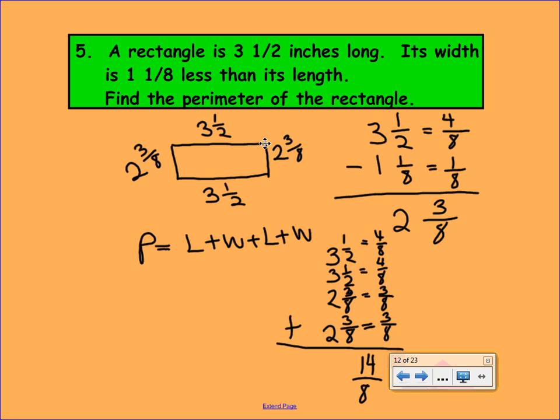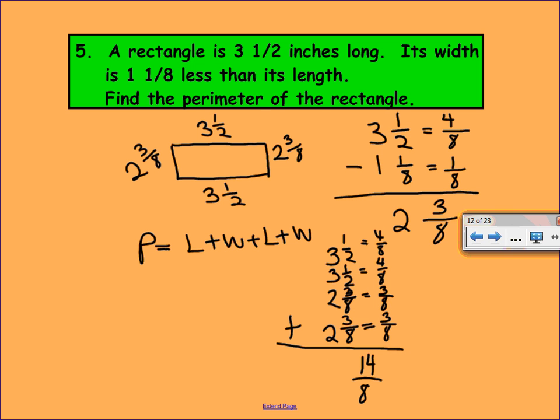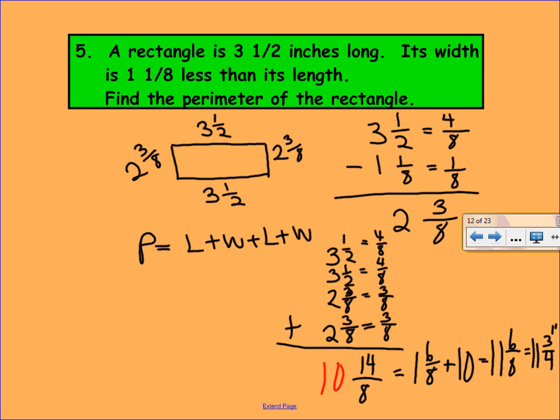Let me add up my whole numbers. 3 and 3 is 6, 2 and 2 is 4, and 6 and 4 is 10. So I have 10 and 14/8. That is not in lowest terms, however. I hope you like my different colors there. So that improper fraction 14/8 has to be changed into a fraction of 1 and 6/8, which I'm going to add to the 10. So that's going to give me 11 and 6/8, but I can divide both of those by 2, so I'm going to get 11 and 3/4 as my final answer, and that would be in inches. So my perimeter is 11 and 3/4 inches. Hope you did okay on that one.